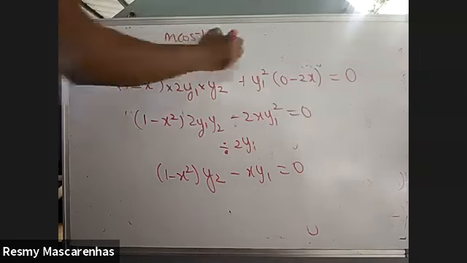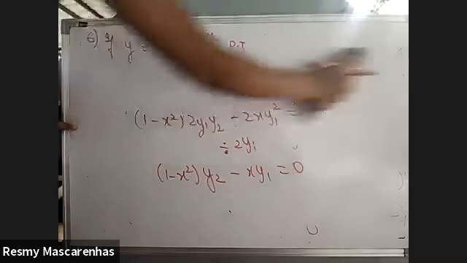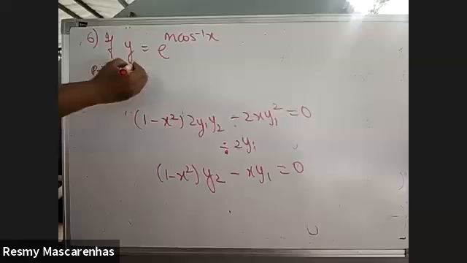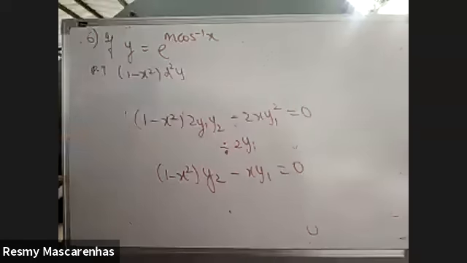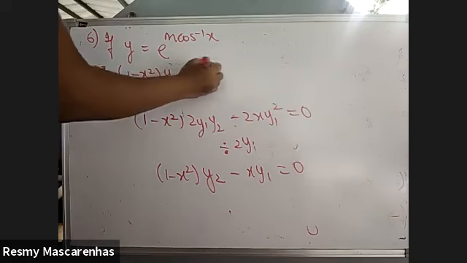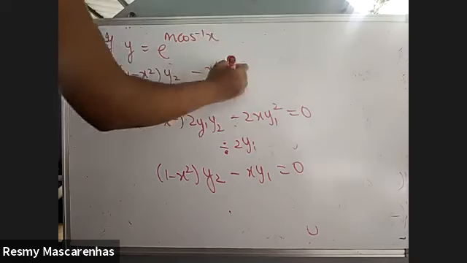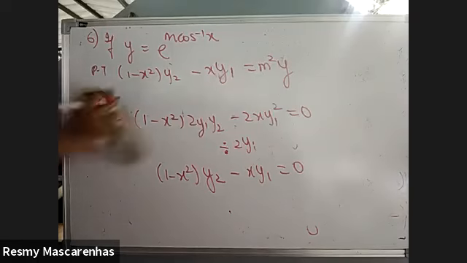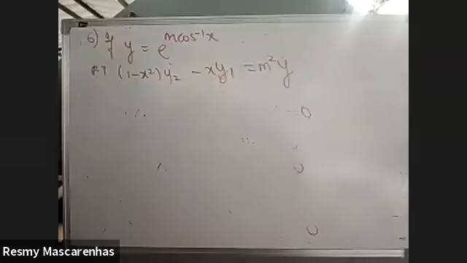If y is equal to e raised to m cos inverse of x, prove that (1 minus x square) y2 minus x y1 is equal to m square y.